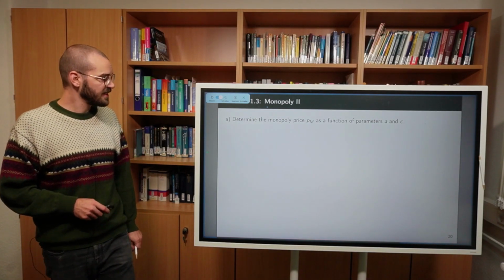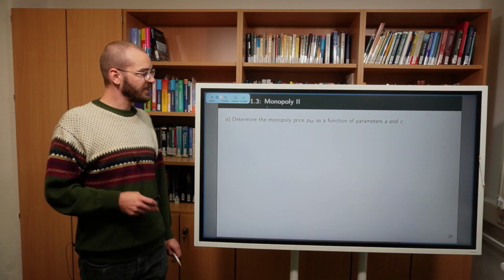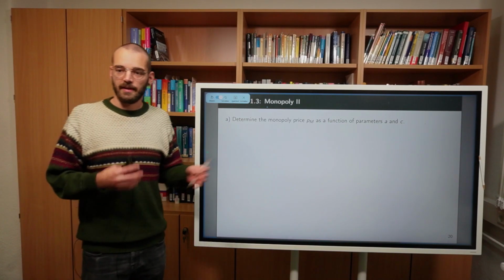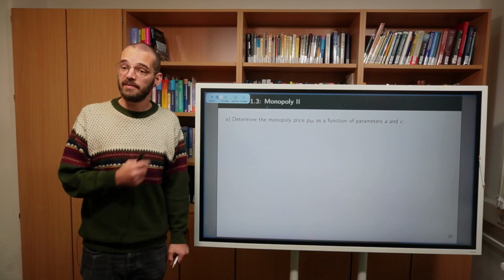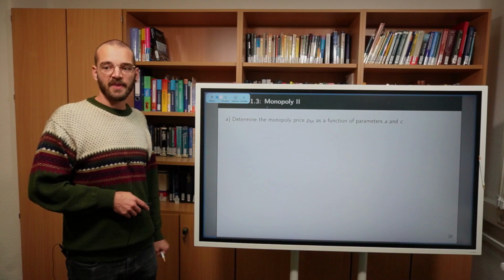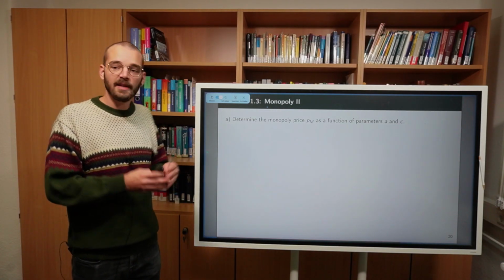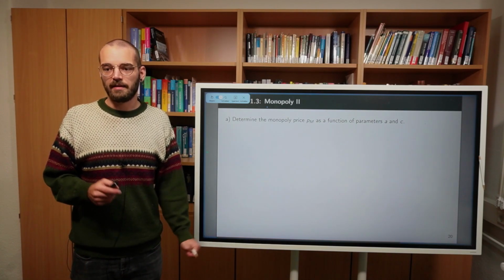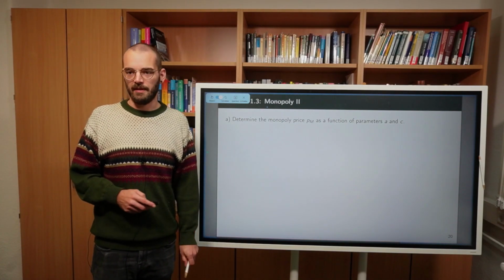In the first task, we are asked to determine the monopoly price PM as a function of these parameters. This exercise is of course very similar to the previous exercise we were just discussing in the previous video, Monopoly 1. So I will try to go over this a little bit quicker, and in case I'm missing anything or anything is still unclear, I would refer you to the first Monopoly exercise.